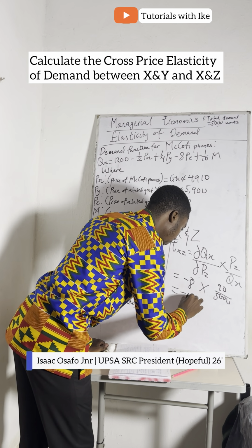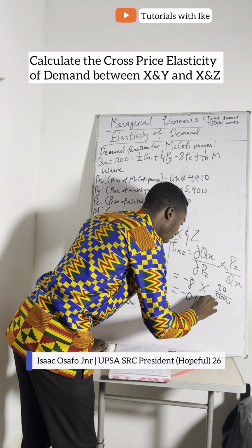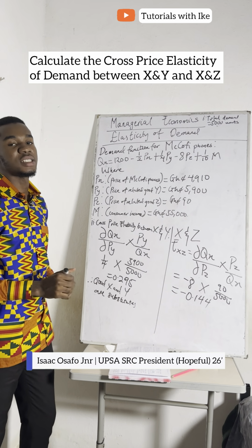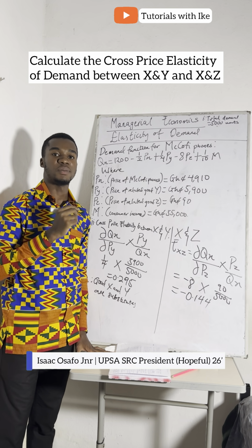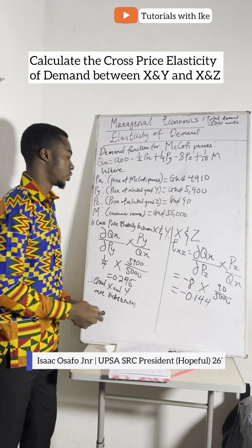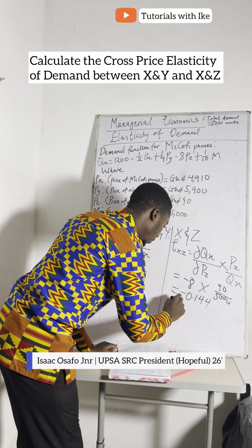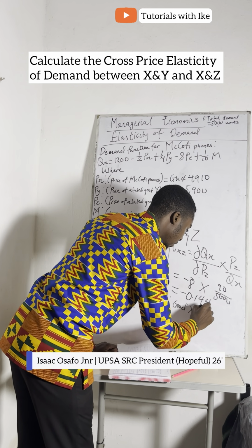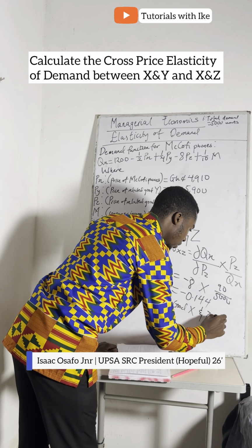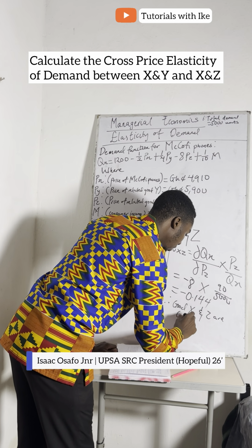So now, when we punch negative 8 times 90 over 5,000, we should be getting negative 0.144. And what did I tell you? I told you that anytime you solve for cross price elasticity of demand and you get a negative, it means that it's a what? A complement. So you can say therefore goods X and Z are complements.